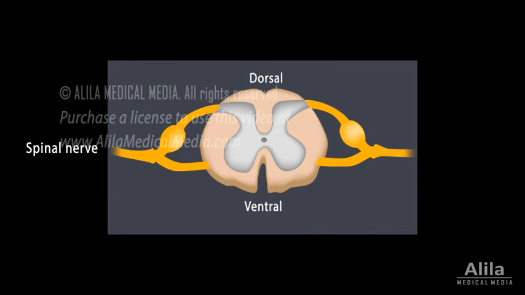Spinal nerves are mixed nerves. They contain both sensory and motor fibers. These fibers are separated shortly before they reach the spinal cord. Sensory fibers enter the cord via the dorsal root, while motor fibers exit via the ventral root.